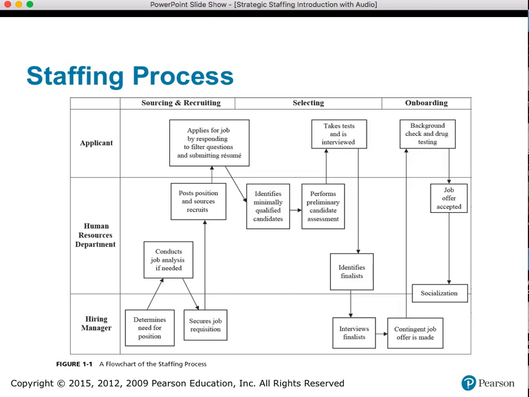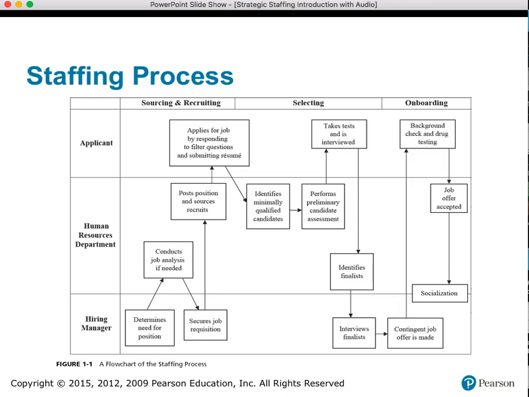Then HR's responsibility is sourcing, where they're going to find employees, and making sure they reach the applicants that they want so that they can apply for the job, and so that they know whether or not they are minimally qualified for that job. Once the applicants apply, the HR department has to screen them. They have to look at whether or not they meet the minimum qualifications.